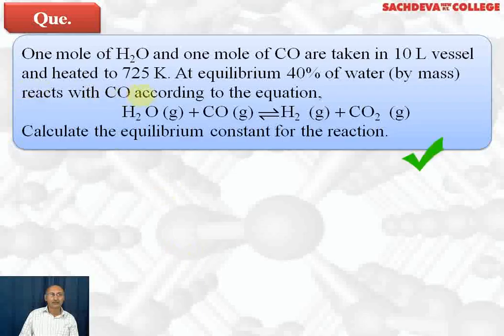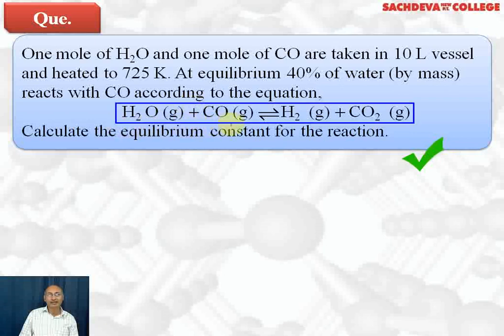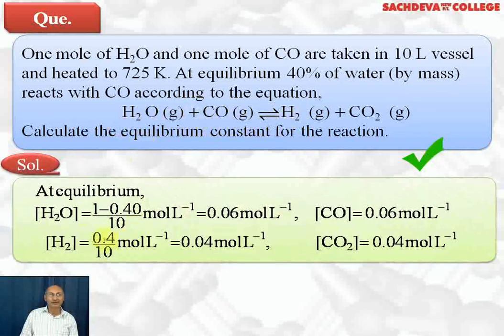Next question. 1 mole of water and 1 mole of CO are taken in a 10-liter flask and heated to 725 Kelvin. At equilibrium, 40% of water by mass reacts with carbon monoxide according to the equation: water gas plus carbon monoxide gas gives you hydrogen gas plus carbon dioxide gas. Calculate the equilibrium constant for the reaction.